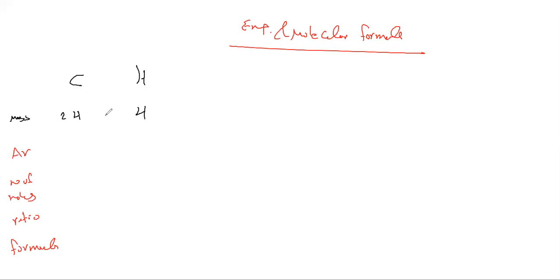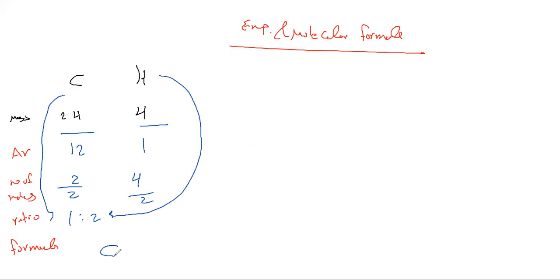For AR, from the periodic table, this is 12 and this is 1. For number of moles, we do division: 24 over 12 is 2, and 4 over 1 is 4. For the ratios, we divide by the lowest value, giving 1 to 2. 1 means 1 carbon and 2 means 2 hydrogens, so the formula will be CH2.